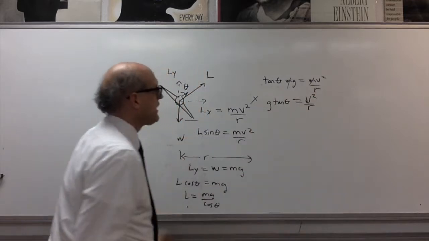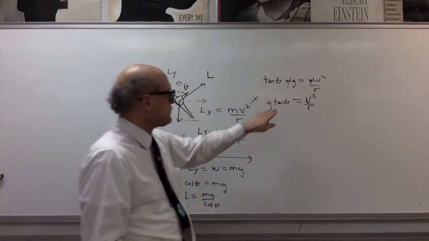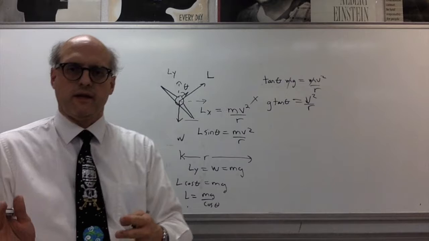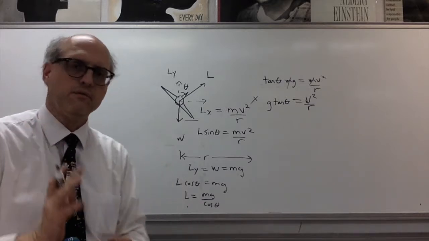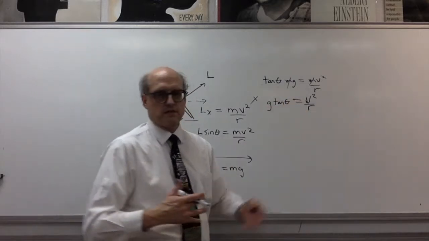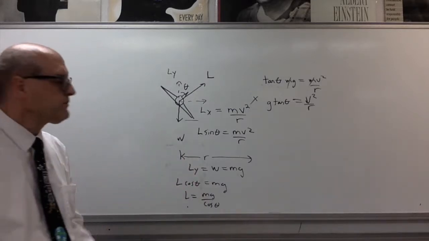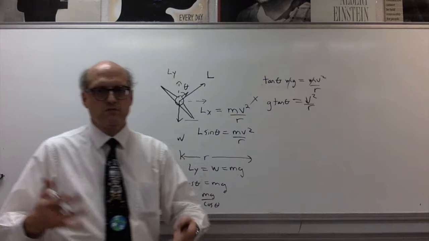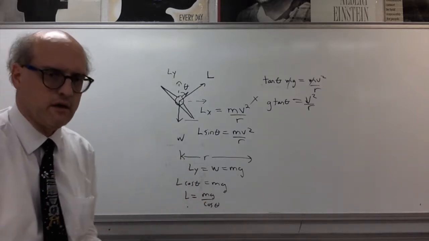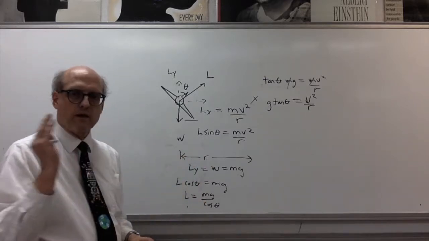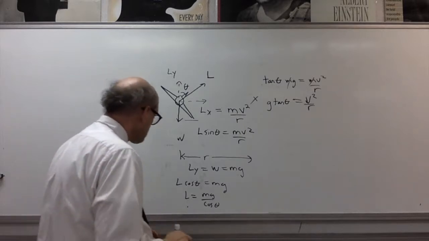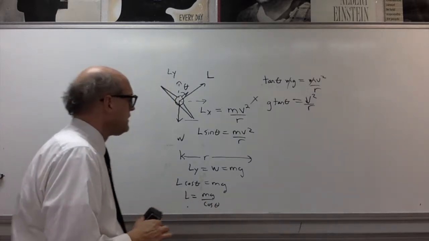So now we can solve that for whatever we want. We could solve it for the angle at which the plane has to put itself. We can solve for the necessary speed to go around this corner. We can solve for the radius, whatever. Okay, so that's an airplane flying around a circular path.